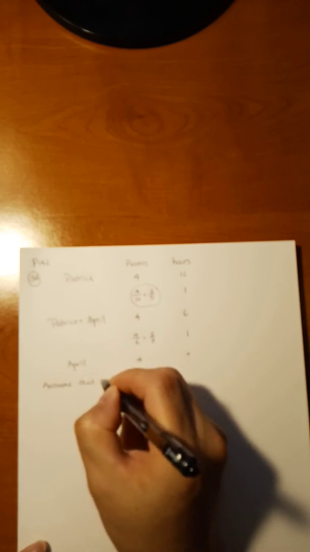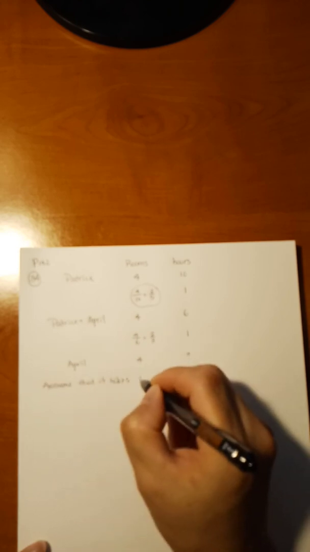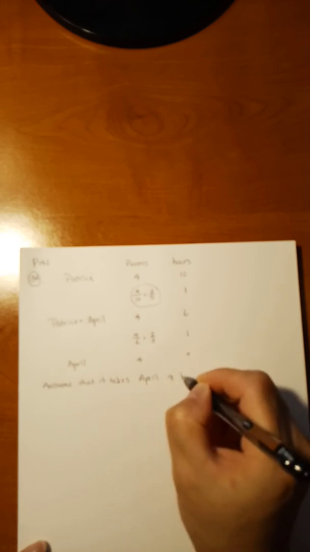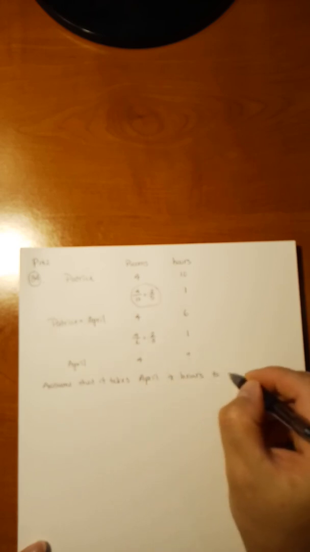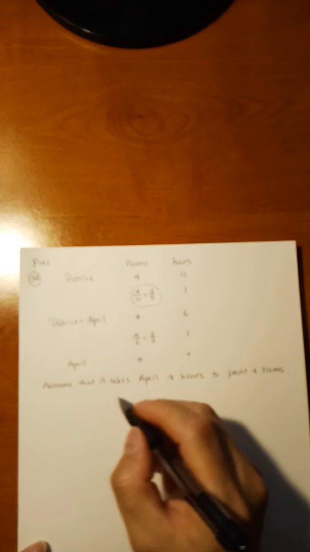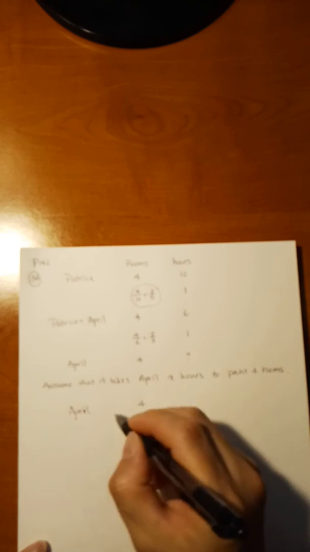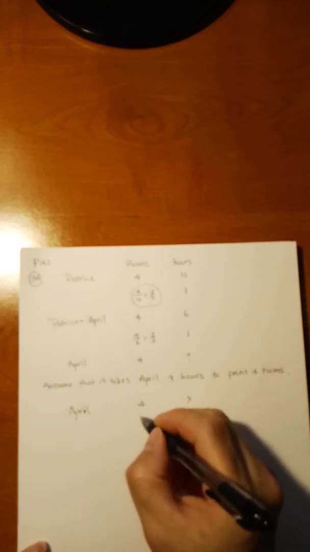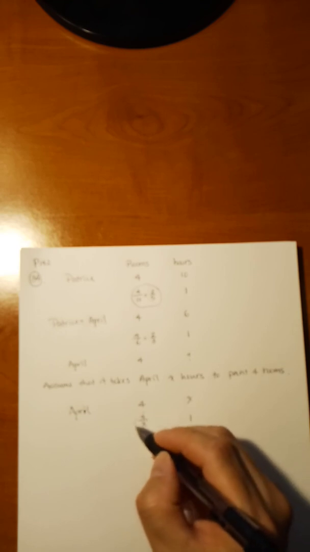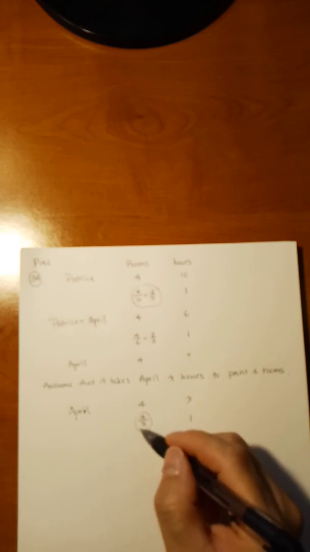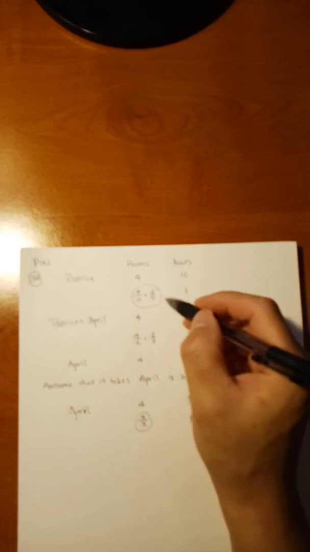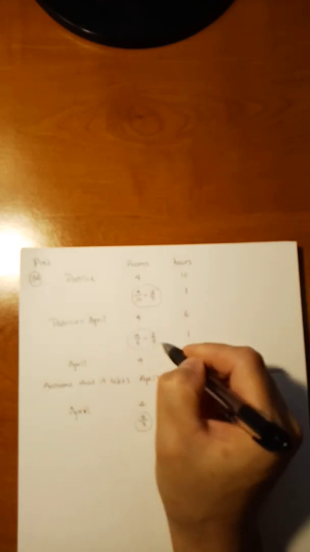that it takes April X hours to paint 4 rooms. Okay, so now let's complete this table. April paints 4 rooms in X hours. Then in 1 hour, April will paint 4 over X part of the room. In 1 hour, April will paint such amount of a room. Patricia will paint such amount of the room. Together, they will paint such amount of the room.